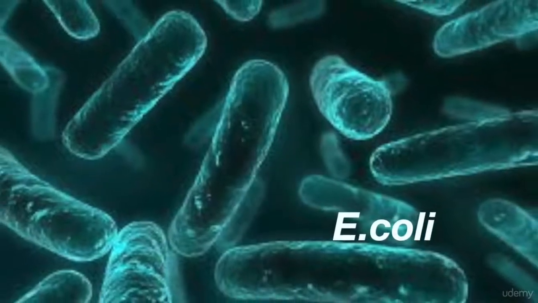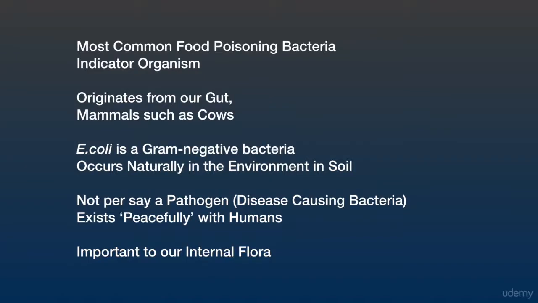Let's take a look at E. coli. E. coli is one of the most common food poisoning bacteria and are what we call an indicator organism. E. coli originates from our gut as well as other mammals such as cows. E. coli is a gram-negative bacteria that is naturally occurring within the environment, mostly in soil or in our gut, etc. These are not per se a pathogen, in other words, a disease-causing bacteria.